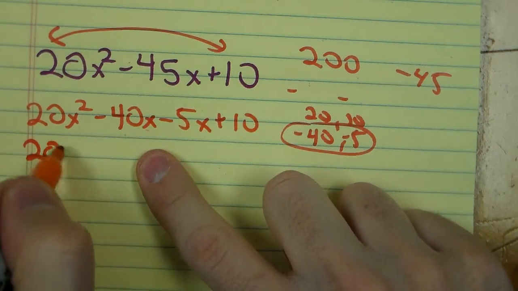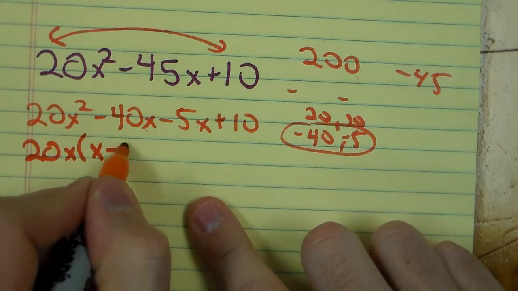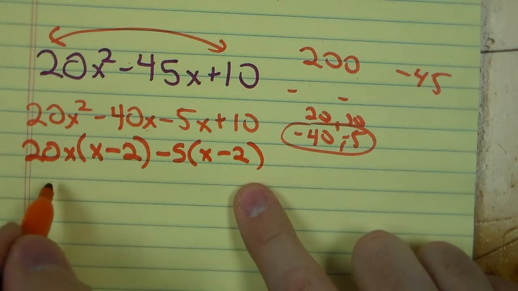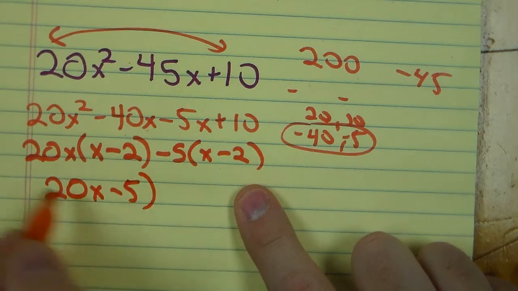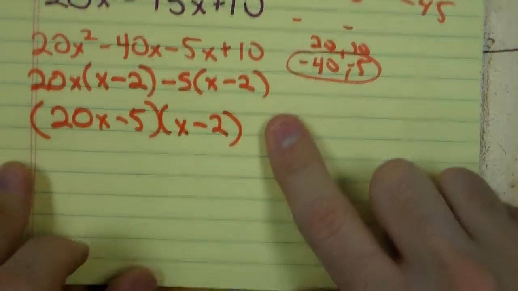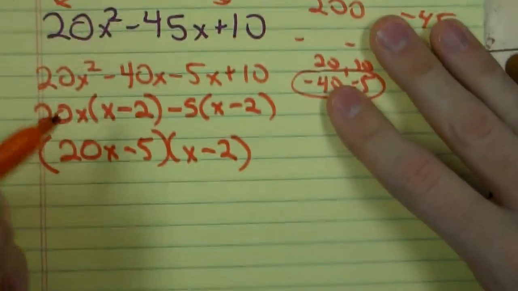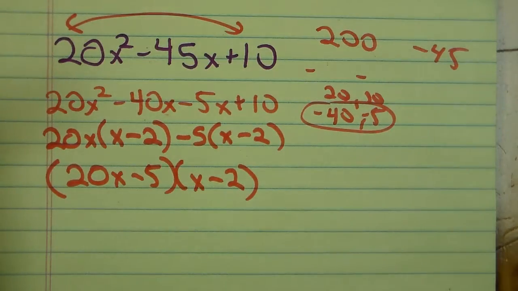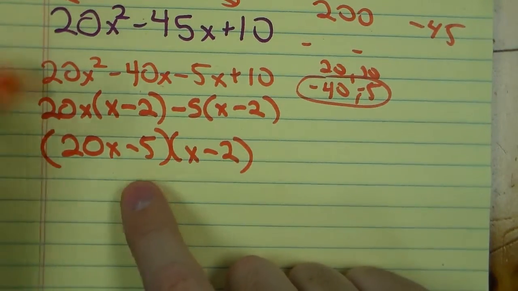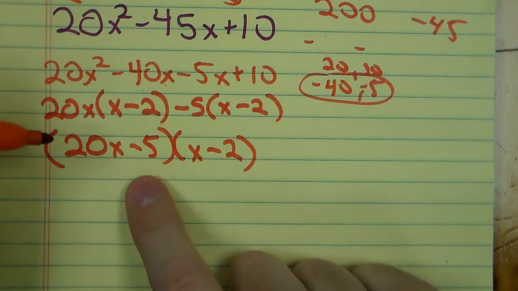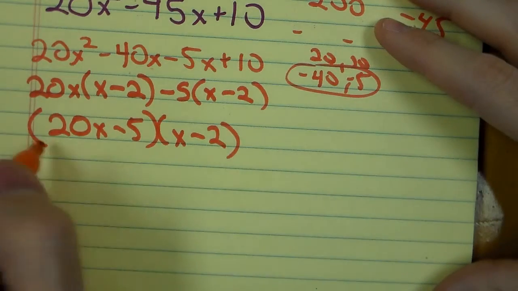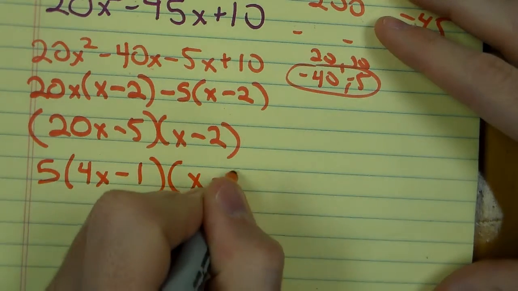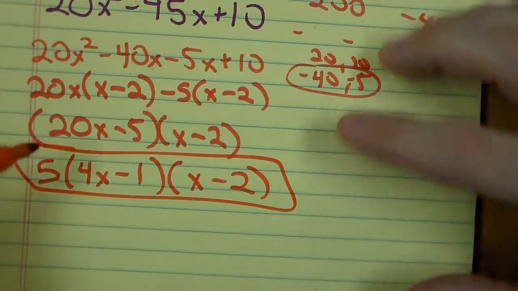I can take out a 20x, leaves me with x minus 2. I can take out a negative 5, leaves me with x minus 2. So my answer is 20x minus 5 and x minus 2. Now I said I needed to look at a factor, because up here these all have a 5 in common. I could have factored that out, but I didn't. That's where this very last answer comes into play. 20x minus 5 does have a common factor. You need to factor it out. So I could divide out a 5. It leaves me with 4x minus 1 along with the x minus 2, and I have my answer.